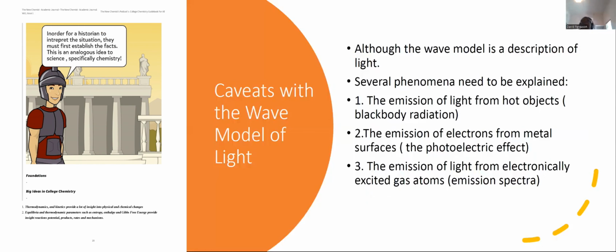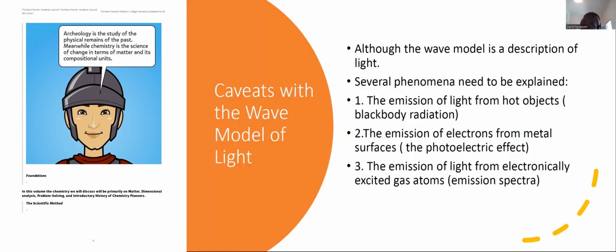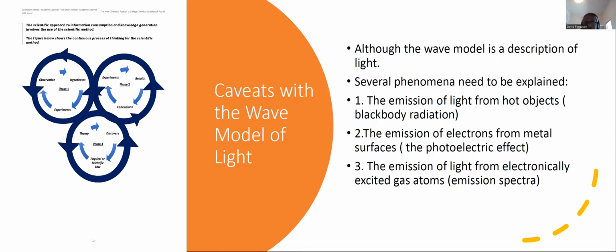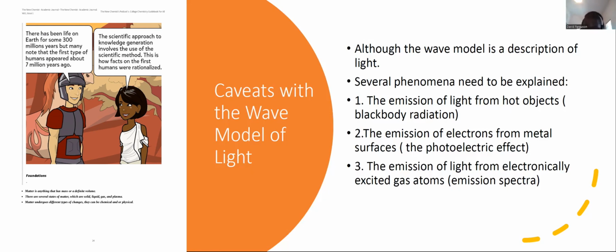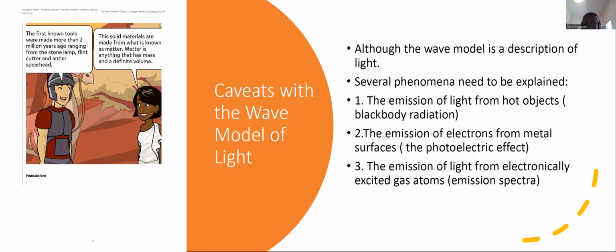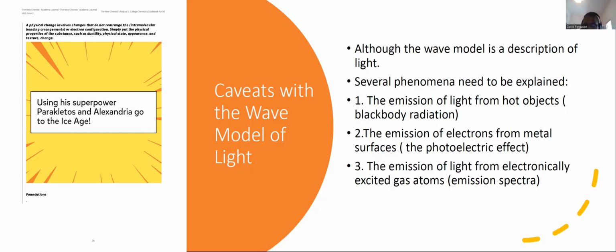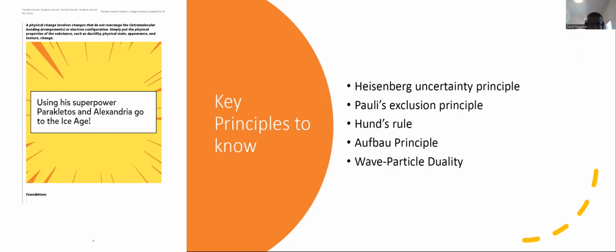So although the wave model is a description of light, several phenomena need to be explained. The emission of light from hot objects, black body radiation, and Planck's equation does a good job of explaining that. The emission of electrons from metal surfaces, and Einstein's ideas with the photoelectric effect do a good job of explaining that. And then the Bohr model explains the third phenomenon, the emission of light from electronically excited gas atoms. And we understand that phenomenon by observing emission spectra.